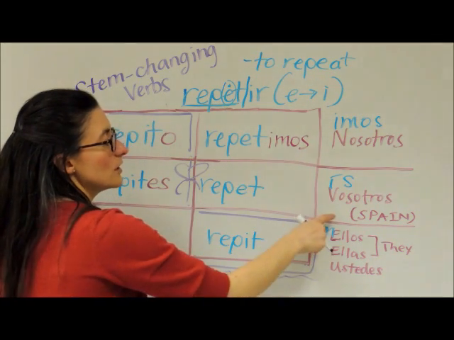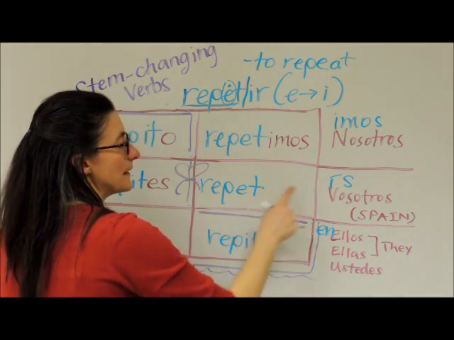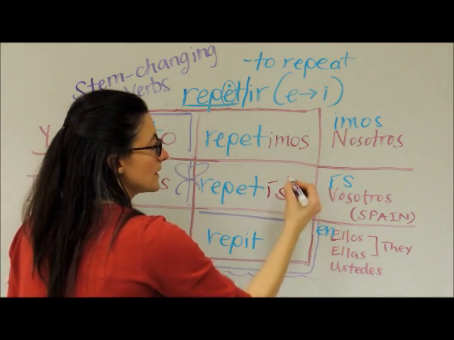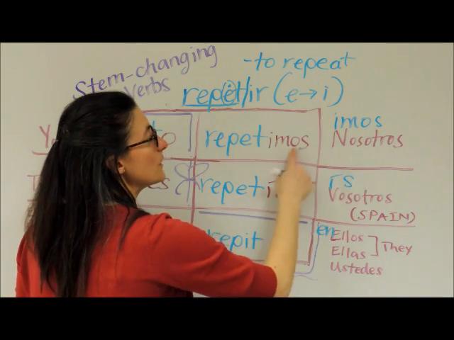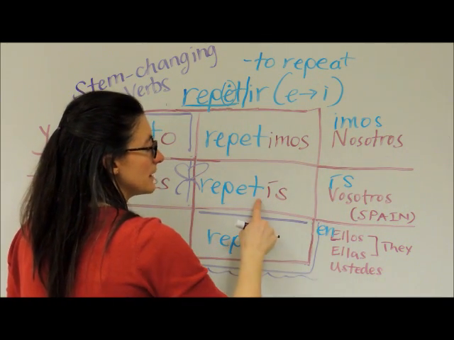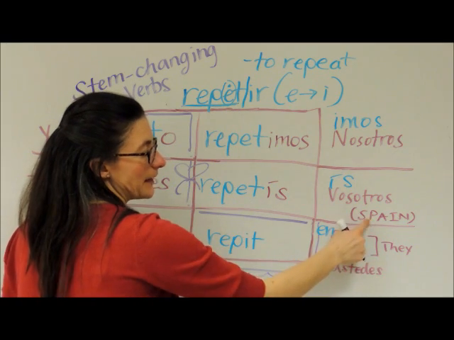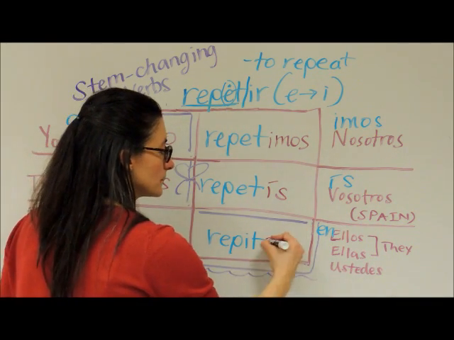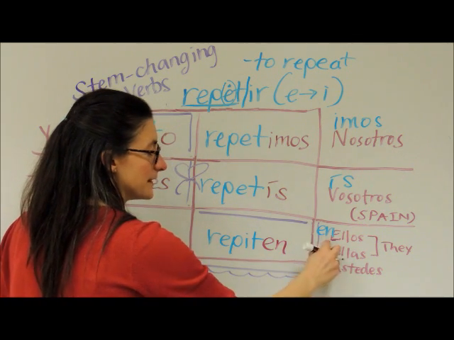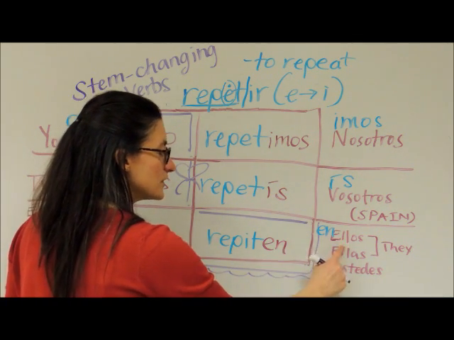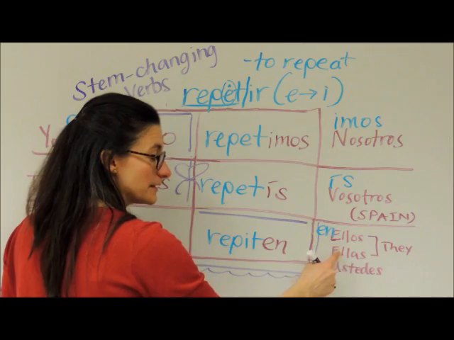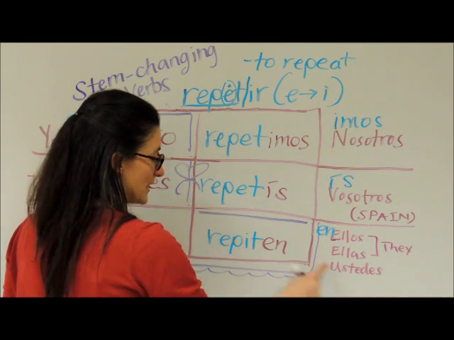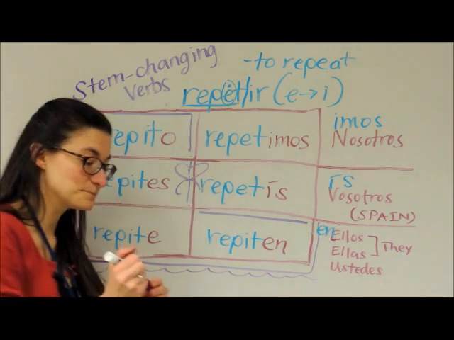Nosotros repetimos, we repeat. This one, vosotros repetís. You all repeat in Spain. And finally, we have ellos repiten, ellas repiten, and ustedes repiten. Ellos repiten, ellas repiten, they repeat, and ustedes repiten, you all repeat.